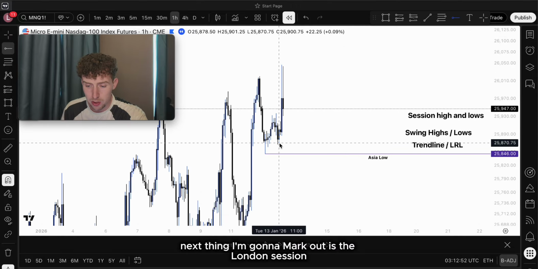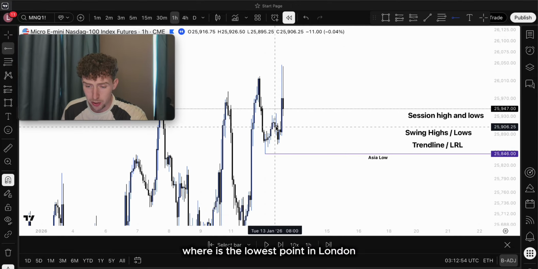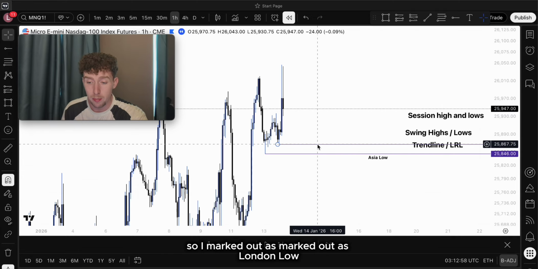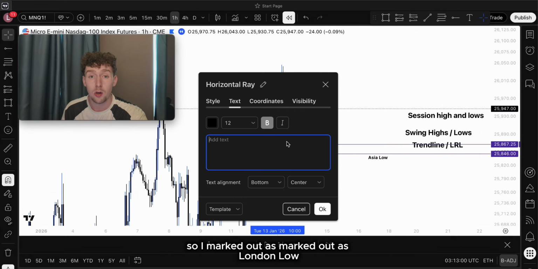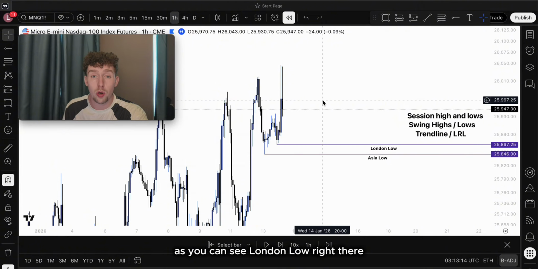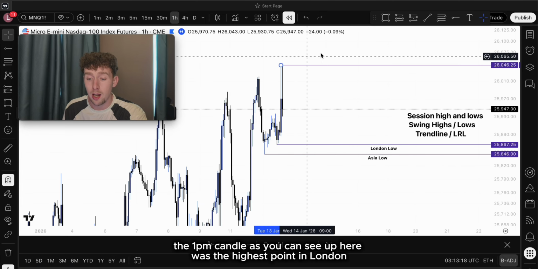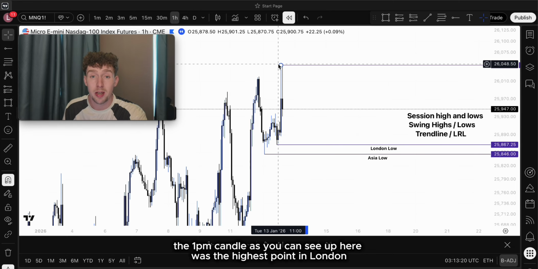Next thing I'm going to mark out is the London session. Where was the lowest point in London? Well, 8 o'clock opened here. This is very clearly the lowest point of London, so I'll mark that as London low. As you can see, London low right there. Now we'll mark out London high. Where's the highest point in London? The 1 o'clock candle, as you can see up here, was the highest point in London.